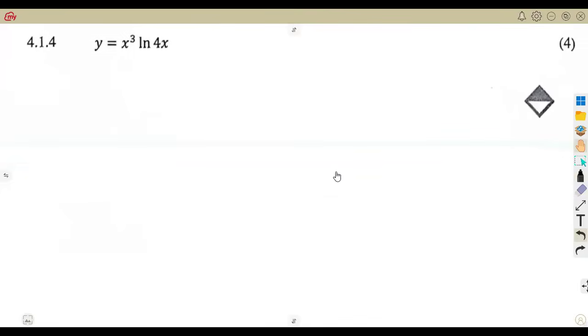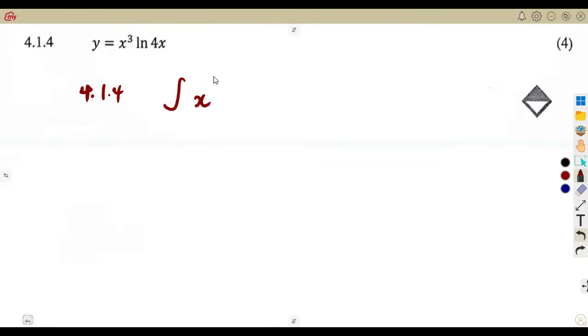Then on 4.13, there's a product there. It's supposed to be 4.14, that is the integral of x cubed, the ln of 4x with respect to x. We're dealing with a product. So definitely you're going to think of what? Substitution? No, as this cannot work. You cannot cancel anything. So let's think of by parts.